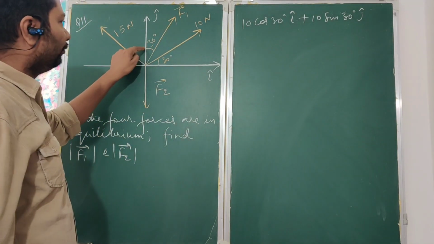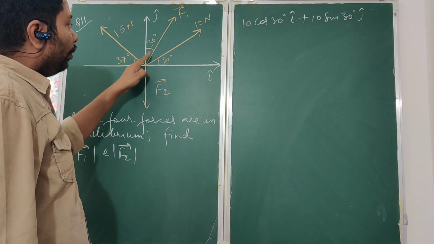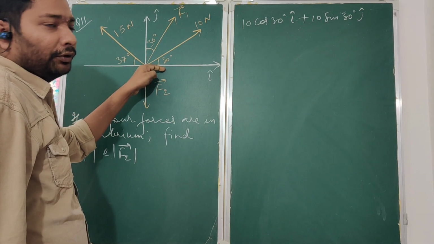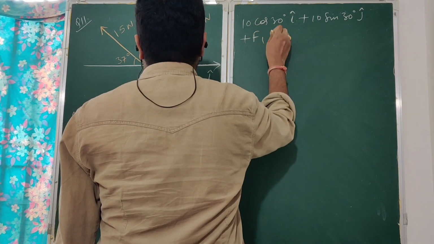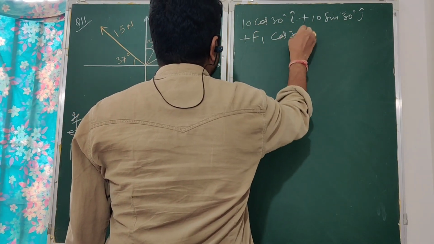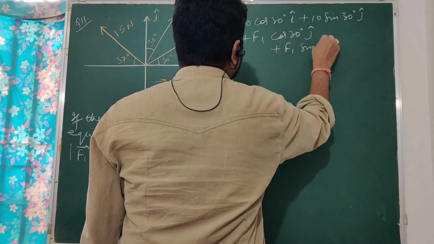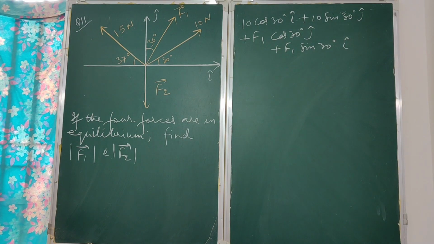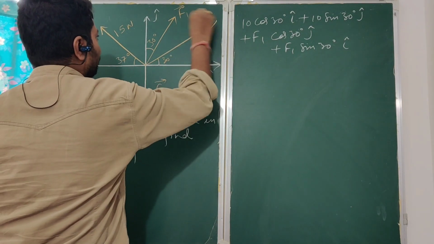Now what about the f1 vector? It is making an angle of 30 degrees with the y direction. So in that direction the component will be cos, and in the perpendicular direction the component will be sin. So we break it down. We can write it as f1 cos of 30 along j cap plus f1 sin of 30 along i cap. So we are done with these two forces.